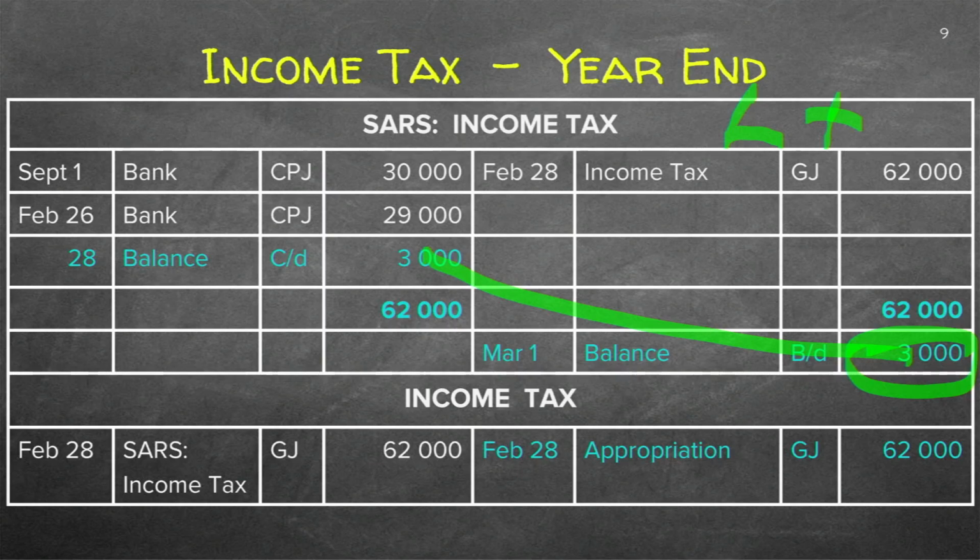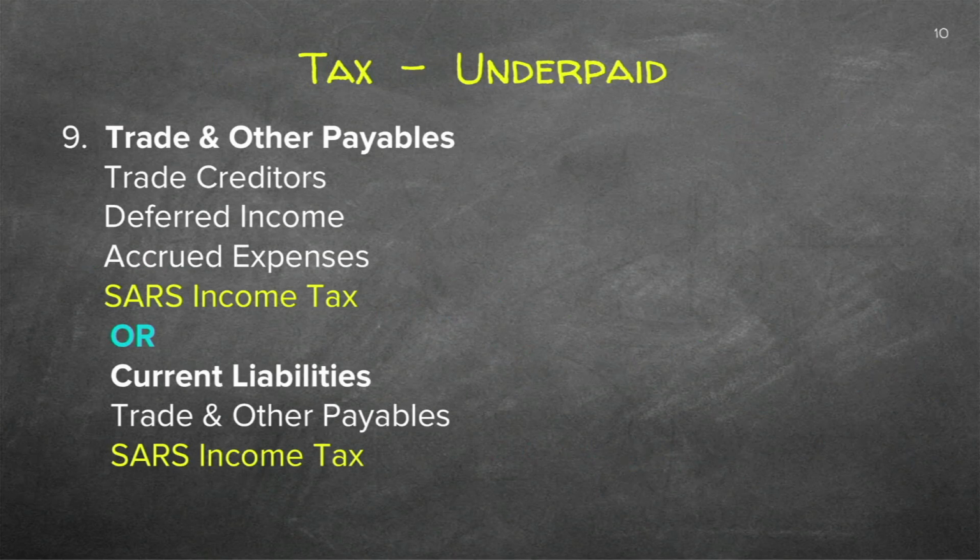Without being told, you know that all nominal accounts should be closed off to one of my three final accounts, being trading account, profit and loss account, or appropriation. And so income tax is paid out of the net profit, hence it will go to the appropriation account. Tax has been underpaid, and so we have to reflect this in our financial statements. So we can put it into two places depending on how the question is asked.